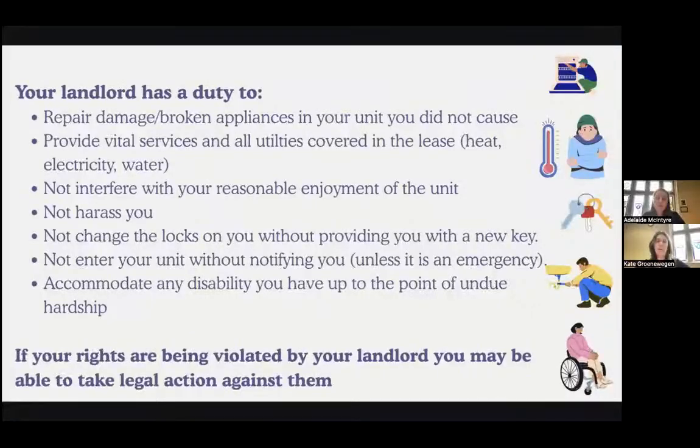Your landlord may not interfere with your reasonable enjoyment of your unit. You are entitled to privacy and access to your spaces and services. They may not harass or intimidate you, or interfere with you in the unit. They may not change the locks on you without providing you a new key. They may not enter your unit without notifying you unless it is an emergency, and they must accommodate any disability you have up to the point of undue hardship.